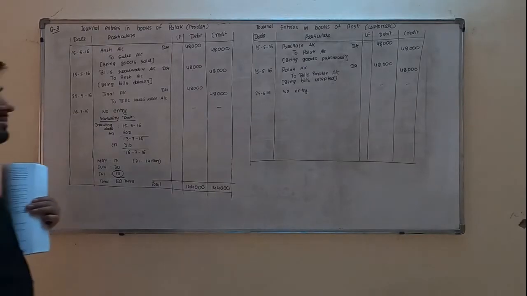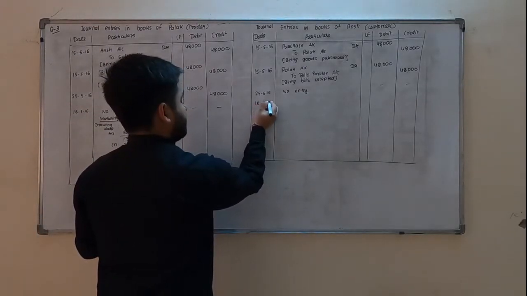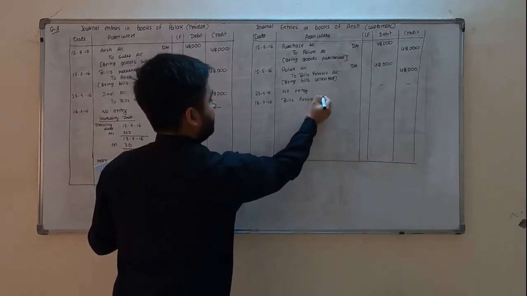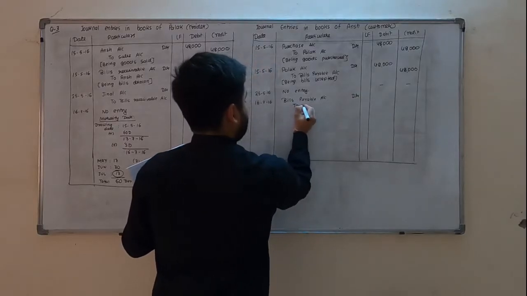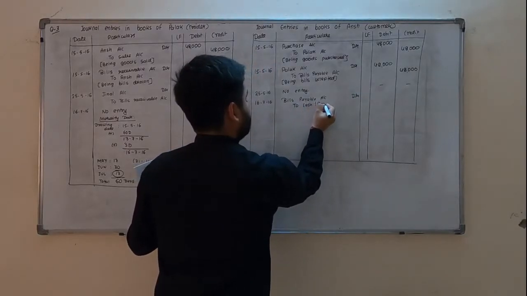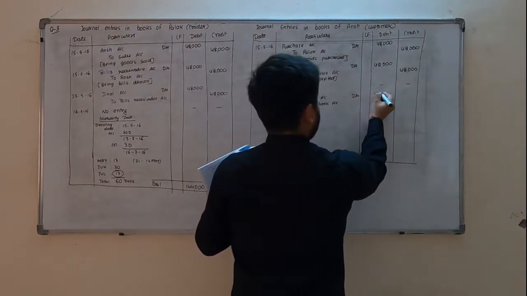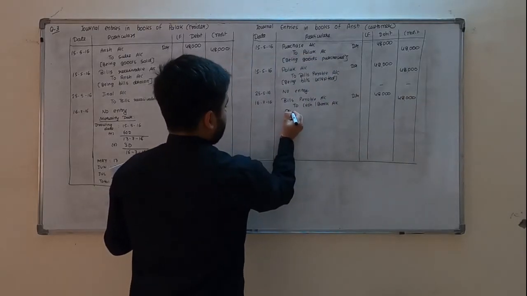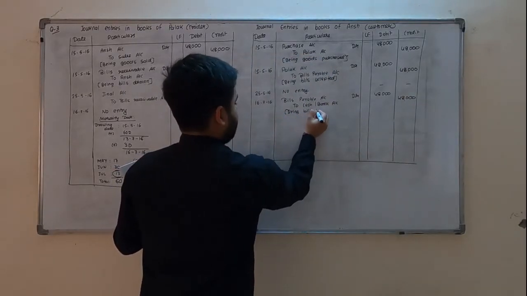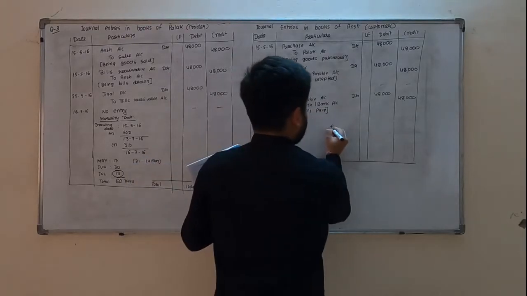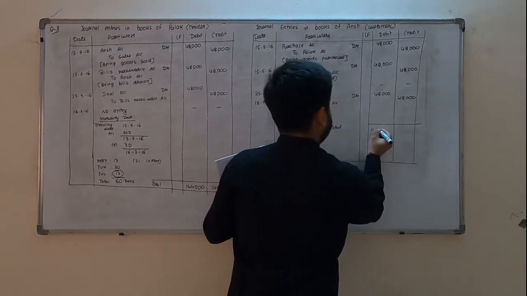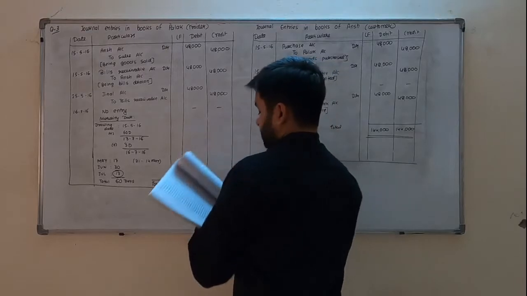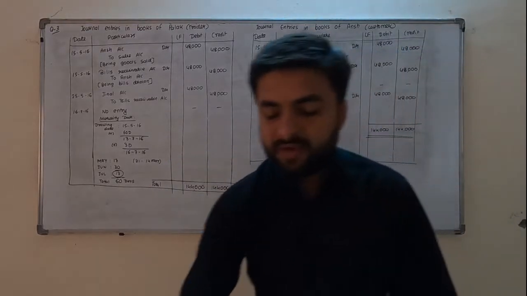Here an entry is required on 16/7/60. Here a fixed entry will come: bills payable account debit to cash or bank account, 48,000, being bills paid. Here also the total will be the same, 1,44,000.